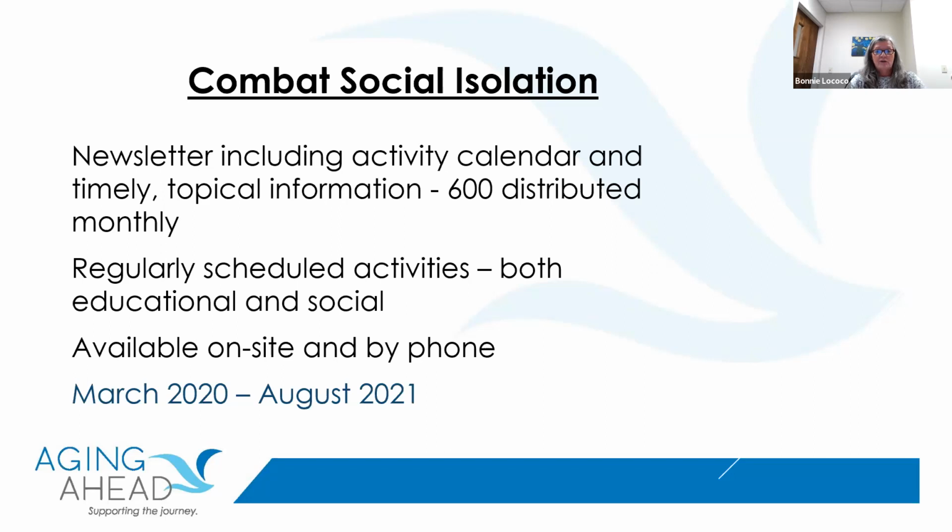We try to have regularly scheduled activities, both educational and social, at least once a month. So we might do an educational event like fall prevention with the local fire department, recent scams with the local police department representative, or social events like I've done board games with Bonnie. One of our other community options specialists did Aging Ahead bingo.